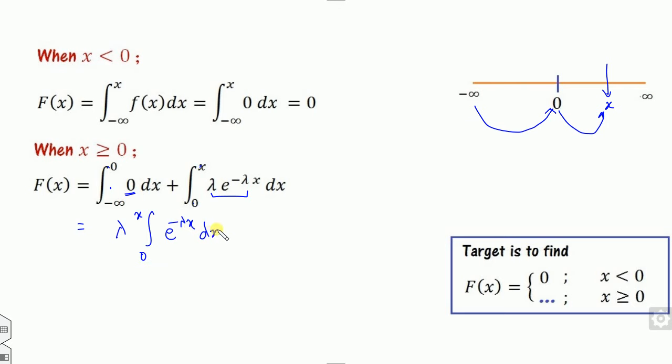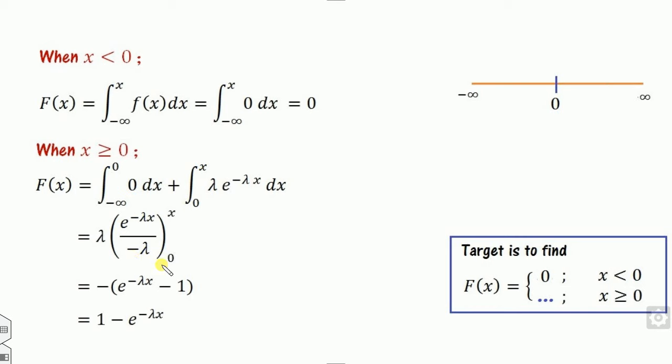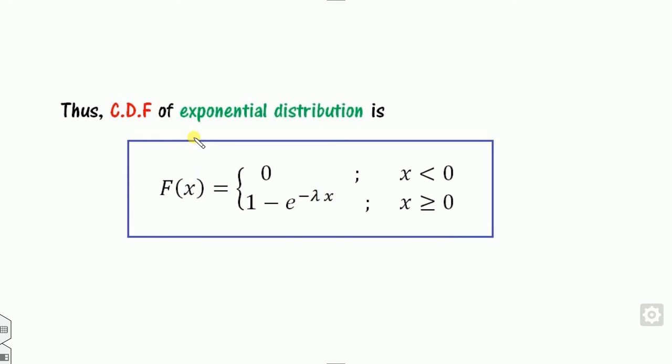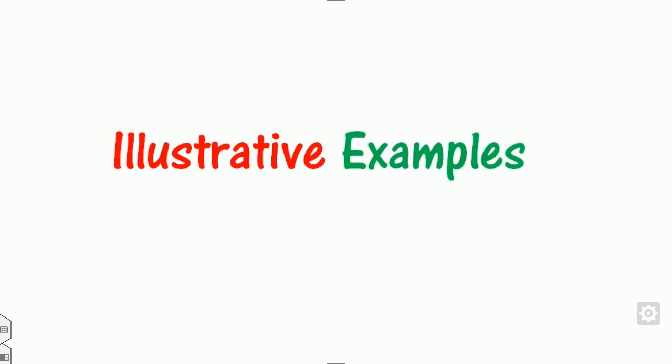This is there. So once you integrate this, you will get this integration, and after solving you will get this. So it means this value is here. So finally you will get the CDF of the exponential distribution as here. So just remember the CDF of the exponential distribution as this, and it will be very beneficial when we solve the probability problems.